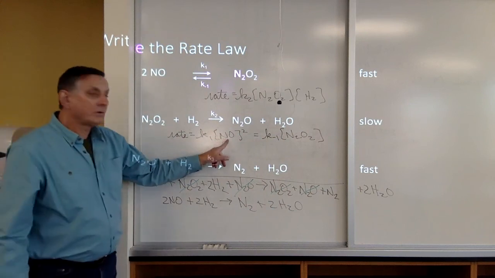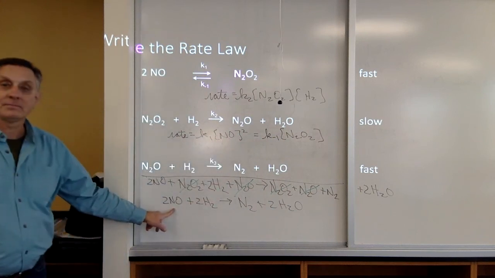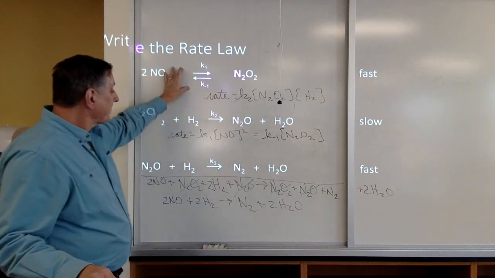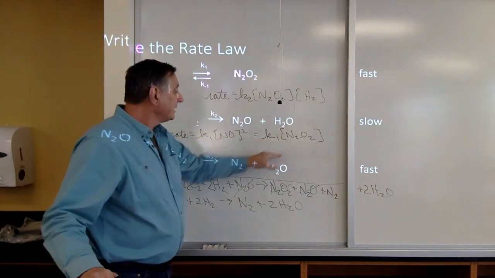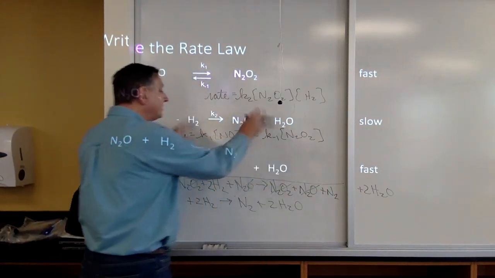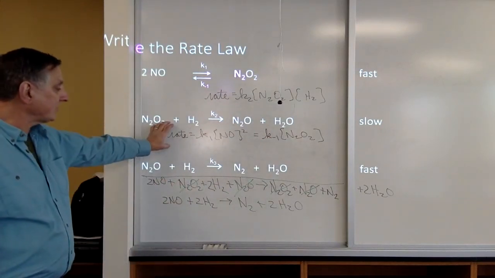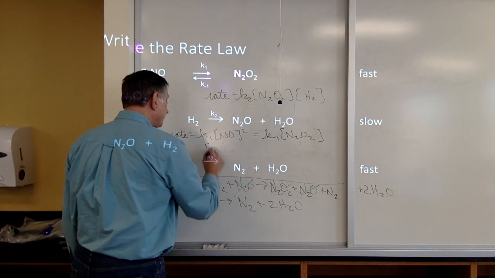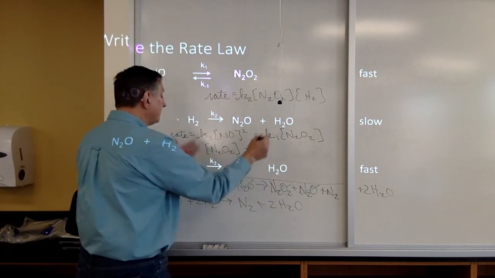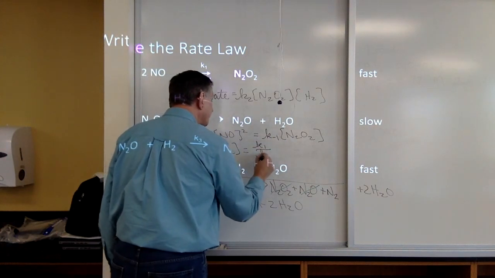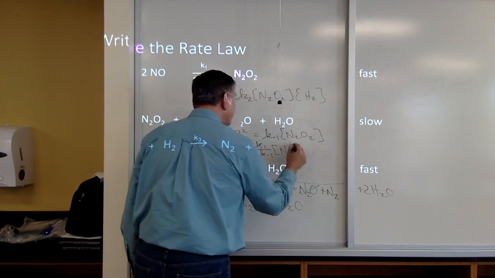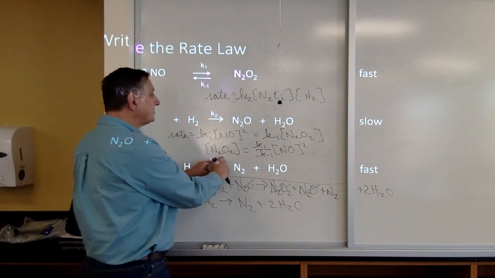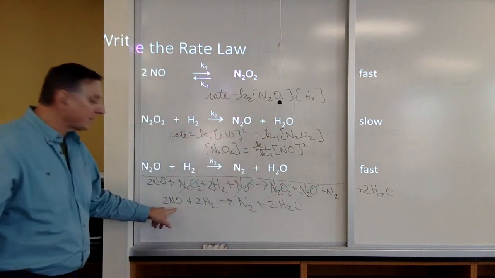Now, is NO part of the overall reaction? Yes, it is. NO is part of the overall reaction. This is not. So by having a fast equilibrium, we know that the rate forward is equal to the rate reverse. And so now what we can do is solve for this guy in terms of everything else. Do we need to know what the exact rate is? No, we just know that whatever the rate forward is equal to the rate reverse. So we'll solve for this. N2O2 is equal to K1 over K minus 1 times concentration of NO squared. Now I have defined this thing in terms of something that's part of the overall reaction.